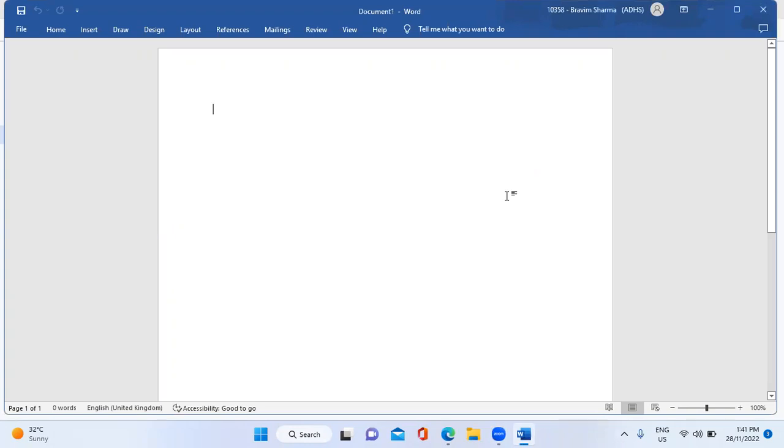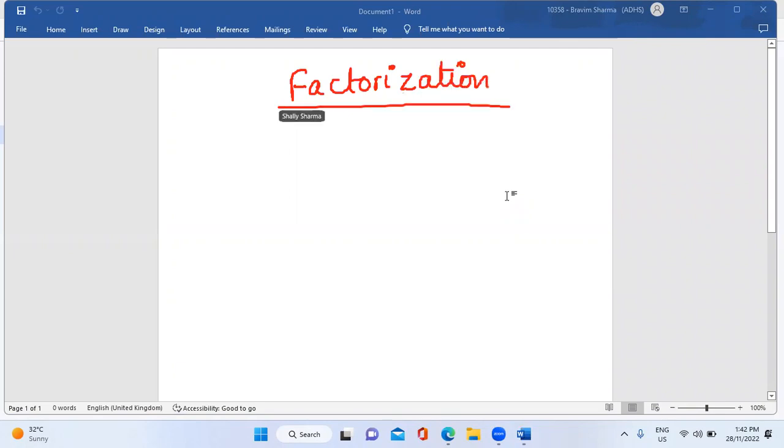Hello, everyone. Today's topic is factorization, and this is my first lesson about the concept of factorization. In this lesson, we will be just focusing on the meaning of factorization.